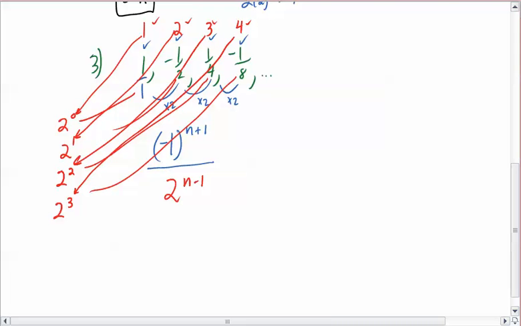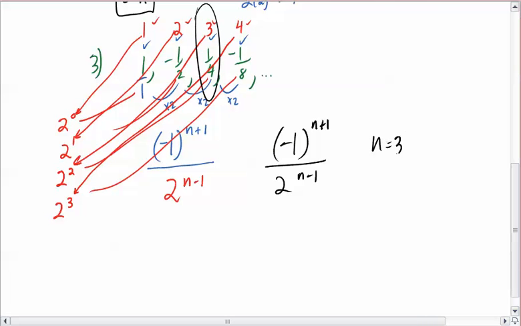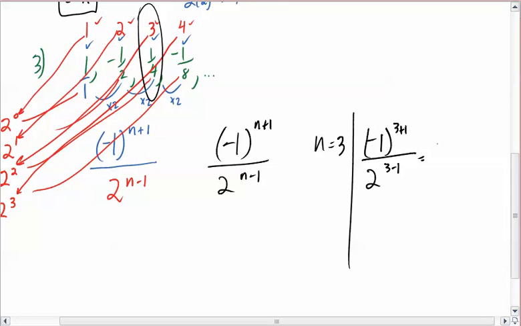So let's take a look at our rule that we think we have established, and let's see if it works. I'm just going to check this one right here. If I make n 3, let's take a look. Negative 1 to the 3 plus 1 over 2 to the 3 minus 1. Well, that's going to give me negative 1 to the fourth power, which is going to be a positive 1. So we know that this term will be positive. That's a good thing. We see a positive 1/4. The denominator is going to be 2 squared, that's 4, and it checks.